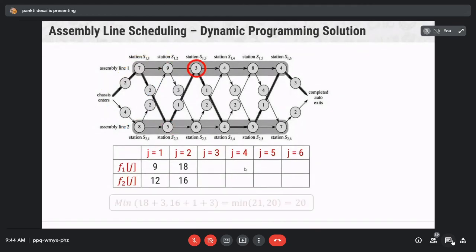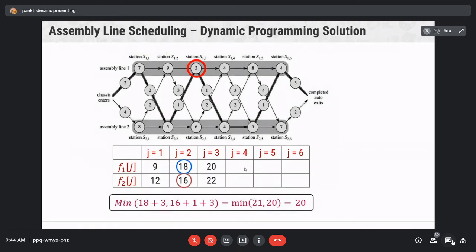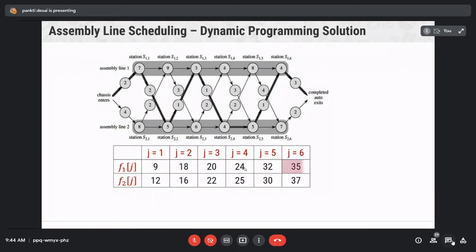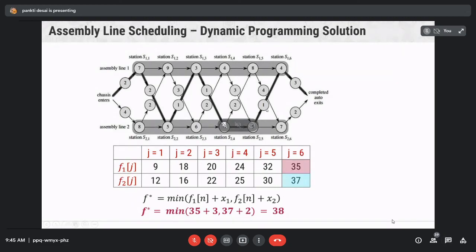And at the end, write down the table, and find the F star value. After finding the F star value, again draw the diagram which shows the optimal path with the darkened line. You have to write it this way. If you write the table directly, you will not get the full 7 marks. So this is about the assembly line scheduling problem using dynamic programming.